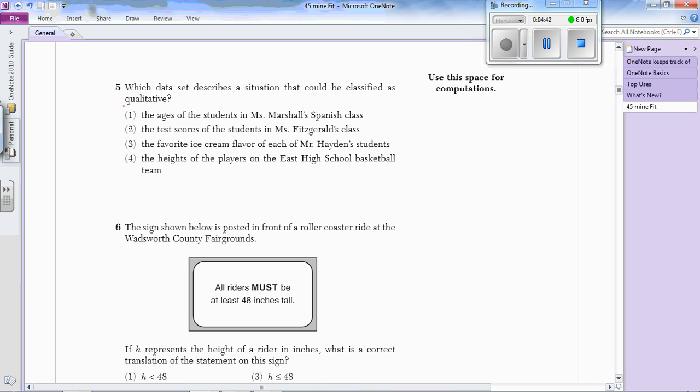All right, as for qualitative, if you check in your flashcards, hopefully you've done your flashcards, qualitative means things that are qualities, smells, ages, colors, things that are descriptive, not numbers that I can take the mean and mode of. Those would be quantitative. Qualitative would be things that are quality. So the ages of Spanish students, no, that's quantitative. The test scores, quantitative. The favorite ice cream color, come on, that's so easy. Of course, the answer is three. That's a simple question.